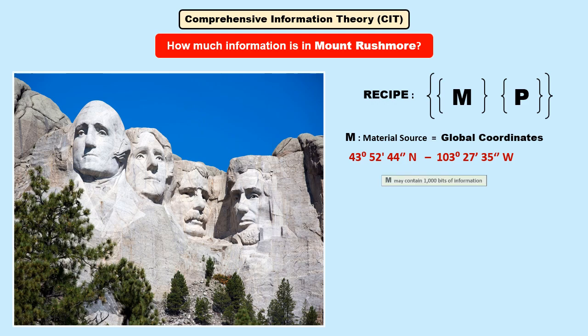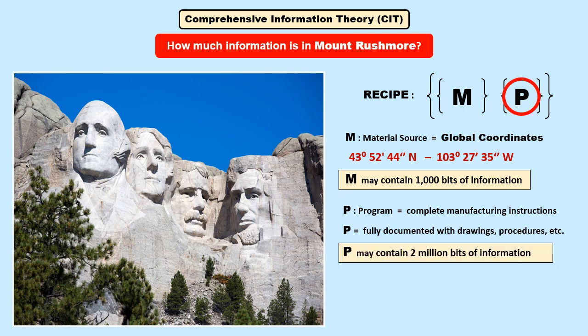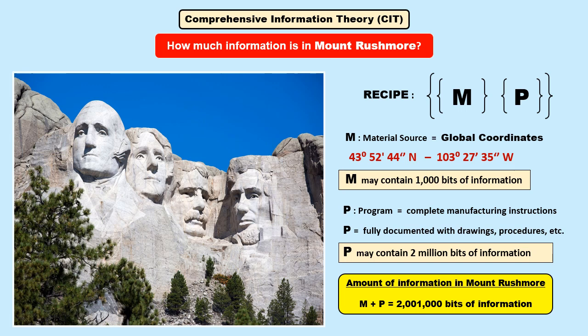Using this reference, M may contain 1000 bits of information. Next, the program with the instructions for creating Mount Rushmore can be documented, complete with drawings and fully detailed descriptions of what to do, when to do it, how to do it, and so on. That document is the complete program for making Mount Rushmore, and may contain 2 million bits of information. Therefore, under this measurement reference, the information in Mount Rushmore is 2,001,000 bits of information. That's the amount of information that is needed to reproduce Mount Rushmore. Again, this is just one of countless possible, correct answers. On that note, we'll end this presentation.